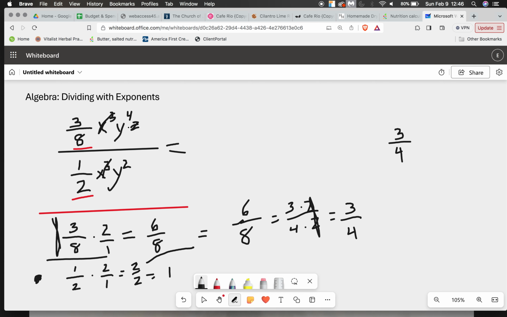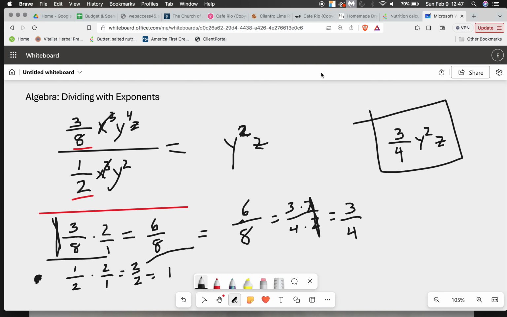Lovely. All right, moving on to y's. Y to the fourth and y squared. So we're going to do 4 minus 2, which is y squared. And 2 of those y's canceled out and became 1's. And then z. Well, we don't have any z's on the bottom, so we're just going to be left with z. So our final answer for this question, and hopefully the answer that you got, is y squared z over here, which means that our final answer is 3/4 y squared z.